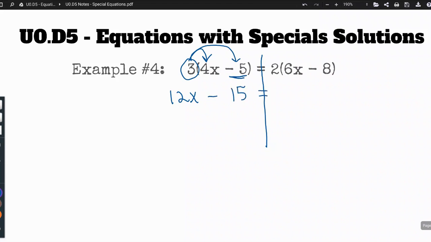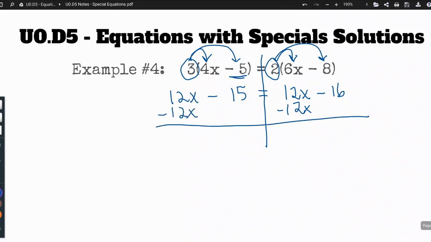On the right-hand side, we have to also distribute. We do 2 times 6x, which is 12x, and 2 times negative 8, which would be negative 16. So 12x minus 15 equals 12x minus 16. I want to get my variables together, so I need to move my 12x to the other side. And I would accomplish that by subtracting 12x from each side.